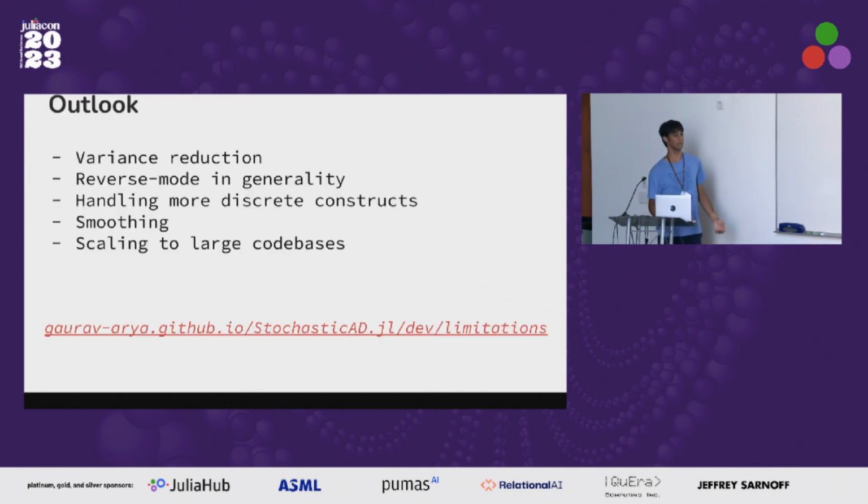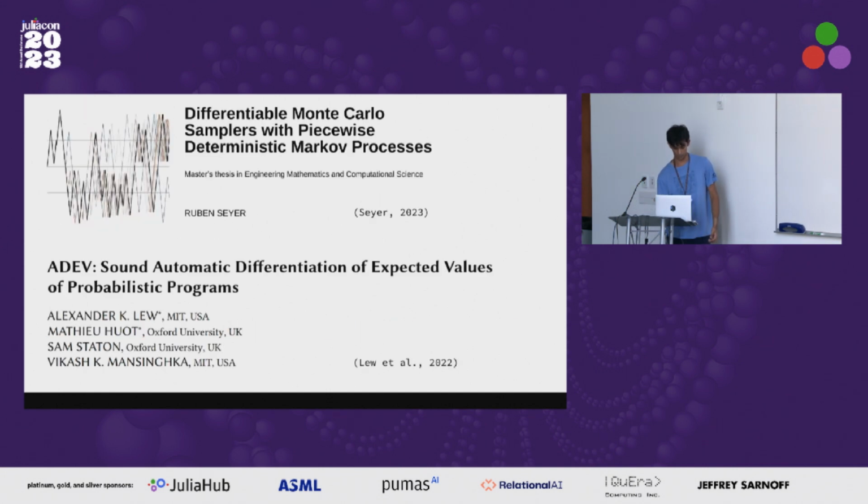Okay, in outlook, there's still a lot of limitations of our approach. There are also sharp edges. There's a limitations page in our documentation, and we're trying to push forward applications of this. And there are a bunch of things to do, especially incorporating reverse mode and so forth into our approach.